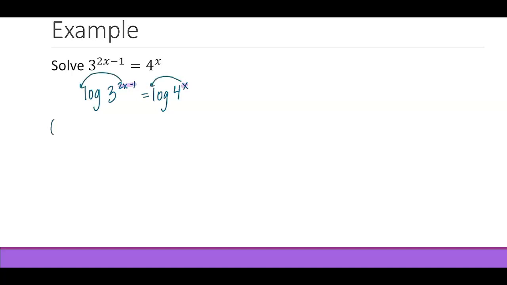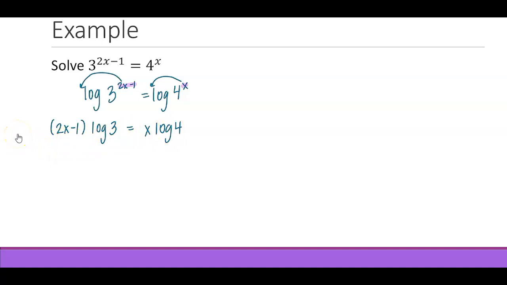So now I have 2x minus 1, notice I'm keeping it in parentheses, times log 3 equals x times log 4. Now here, I no longer have the x in the exponent, so that's great. But now I have these two x's that I have to combine together somehow. So the strategy is going to be, I need to collect like terms.